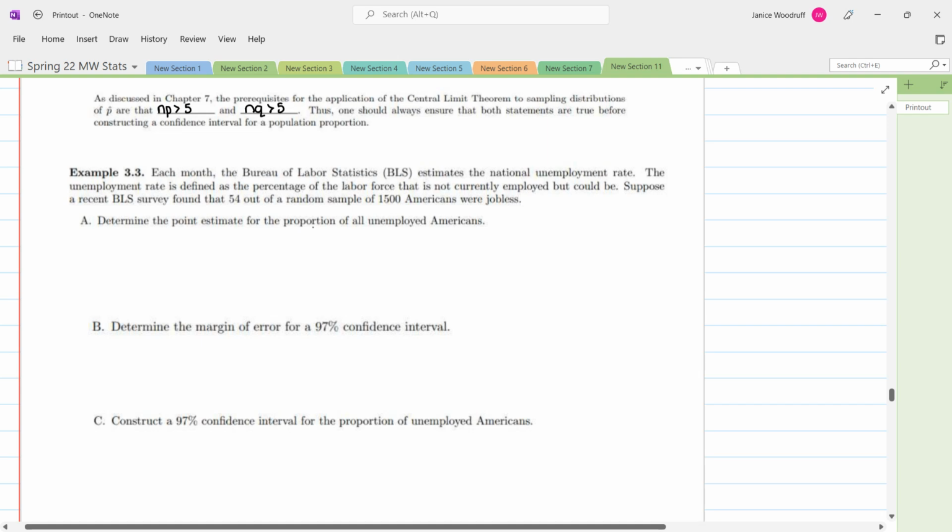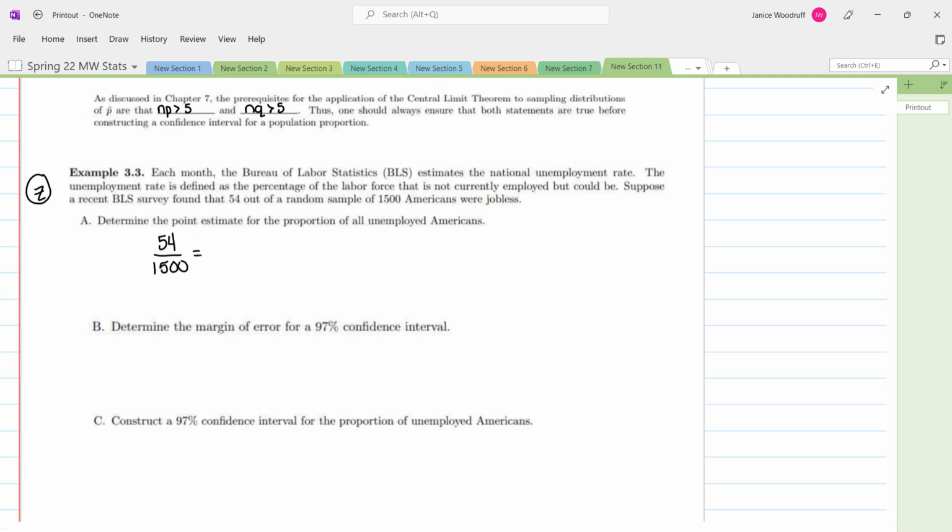Okay, so first of all, this is a proportion. So remember, we ask how this is being used. Proportion, we're going to use z. So I'm just going to mark on the side. Get used to marking on the side. Am I using z or t? The point estimate is the mean, or the actual proportion here, which is 54 out of 1,500. Okay, so 54 out of 1,500 is 0.036. Okay, that's going to be our p.